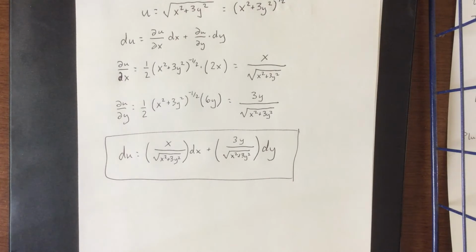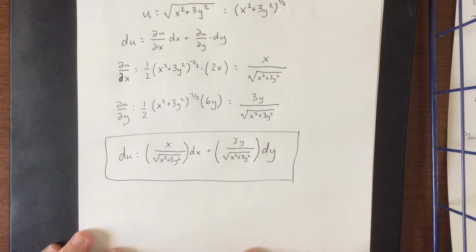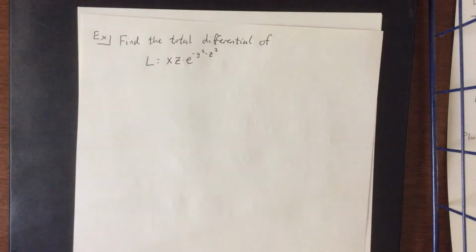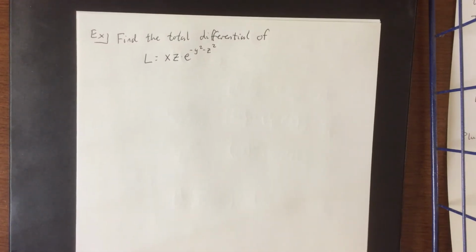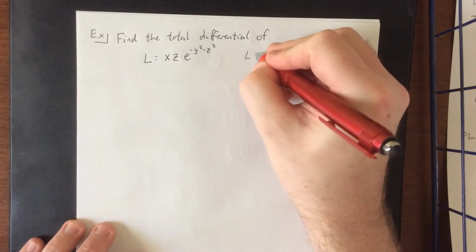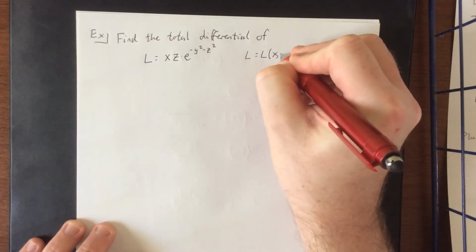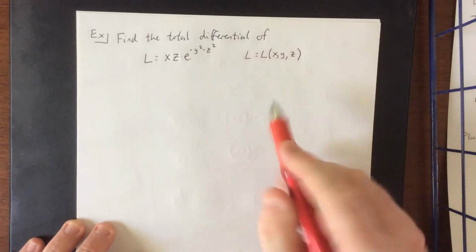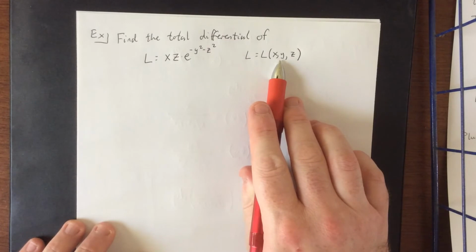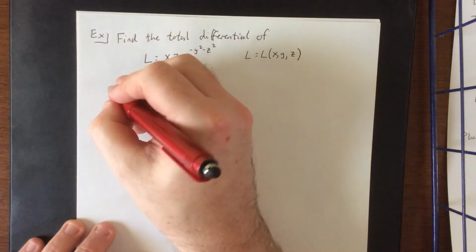Now with that in mind, total differentials are also not limited to just functions of two variables. So I'd like to demonstrate what this would look like for a function of three variables. For this one we have L is equal to x times z times e raised to the negative y squared minus z squared power. So notice that L is a function of three variables this time, which means that to create a total differential I'm going to need three different terms and three different partial derivatives, one with respect to x, one with respect to y, and one with respect to z.